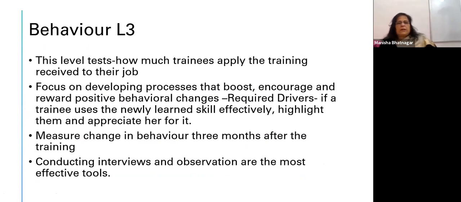Now the third level. In the Kirkpatrick model, the third level is the behavior level. Here, we test how much trainees apply the training received to their jobs. What is the enhancement in their job performance? Whether it is knowledge based training or skills based training, you must have methods to gauge that.